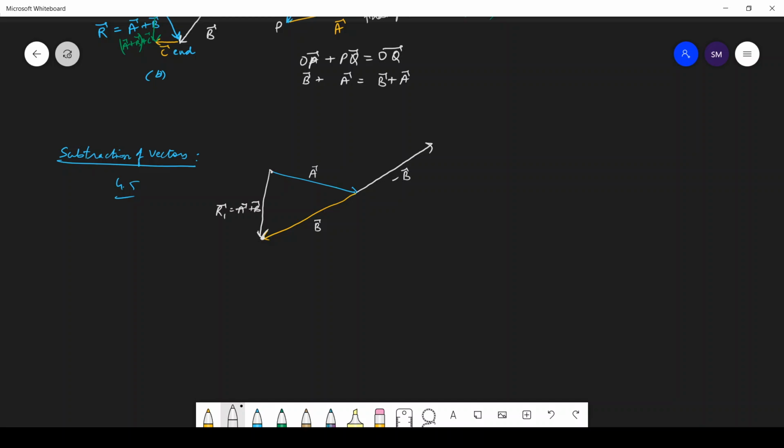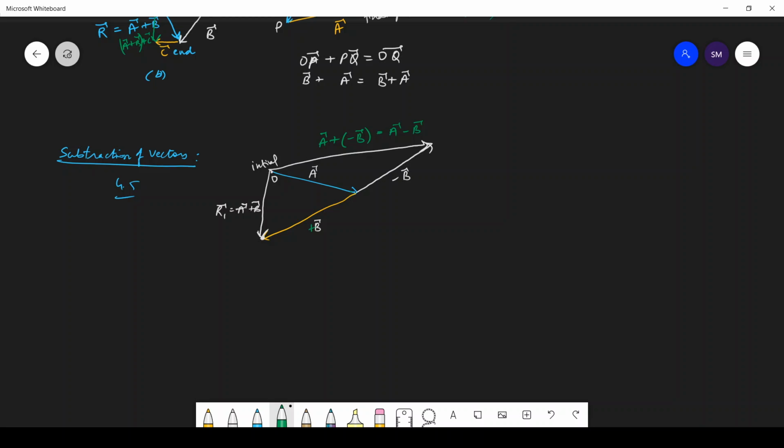Now this is your initial point, you can call it O, and this is your final point. So simply adding A and minus B, you get here A plus minus B. Here you have added A plus B, and here you have added A minus B, and you can write it as A minus B. This is how we subtract the vectors.